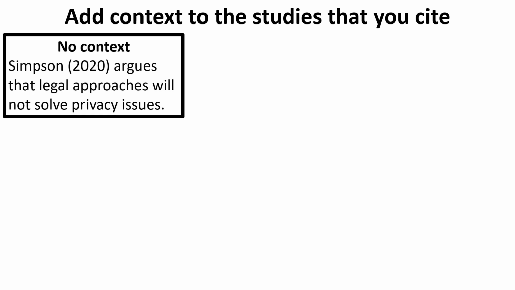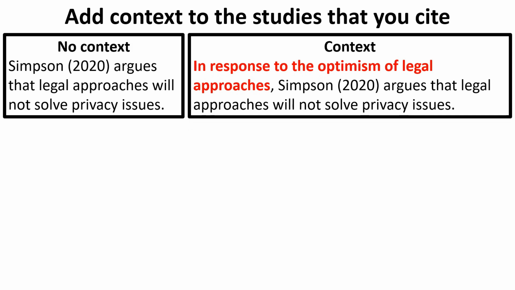So this is a normal sentence with no context. Simpson 2020 argues that legal approaches will not solve privacy issues. There is nothing wrong with this sentence, but there is no context. So let's look at the same sentence with just a little bit of context in red. Now we see that Simpson was reacting to something. He was reacting to the optimism of legal approaches.